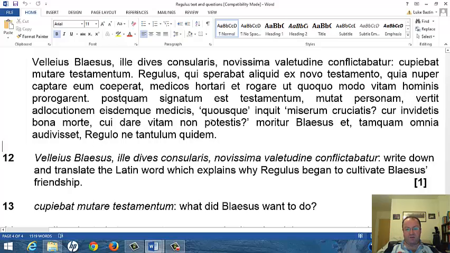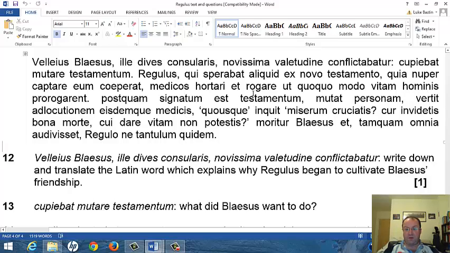Okay, let's go through that section one more time, just from start to finish. So Velleius Blaesus, that wealthy ex-consul, was being afflicted by a most recent sickness. He was wanting to change his will. Regulus, who was hoping for something from the new will, since recently he had begun to get close to him, was encouraging and was asking the doctors how they might prolong the life of the man.